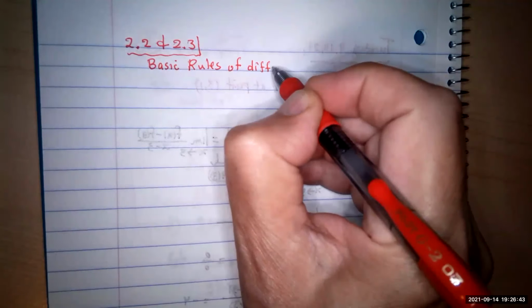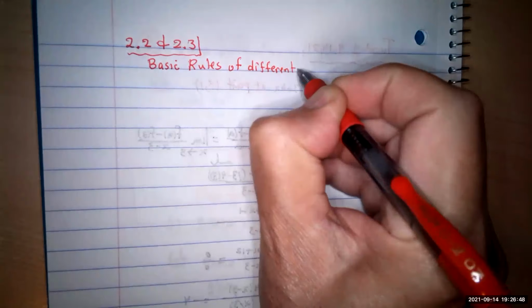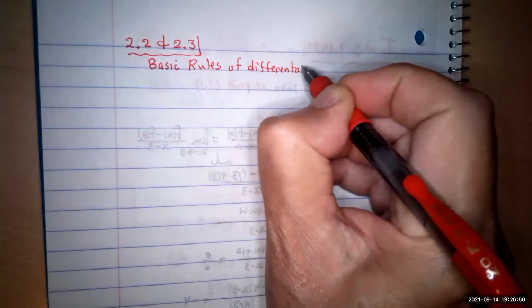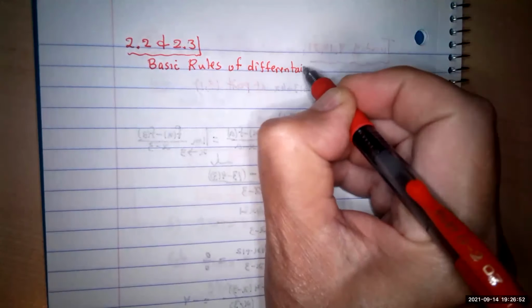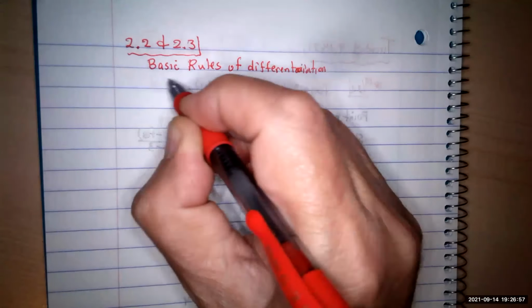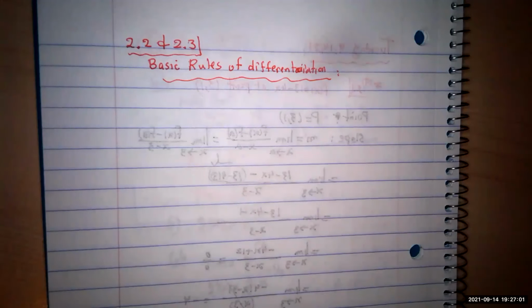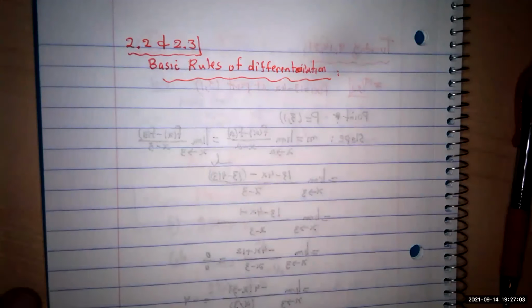So what are the basic rules of differentiation? Rules of differentiation: rules to find the derivative of the function. This is what it's going to be about. Now, the first one.